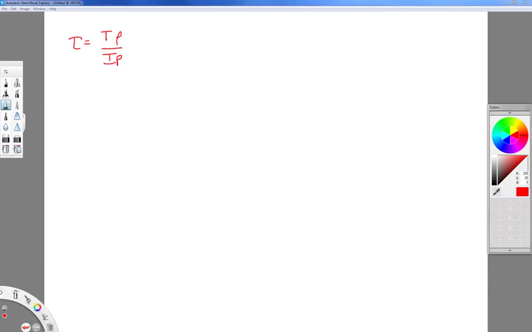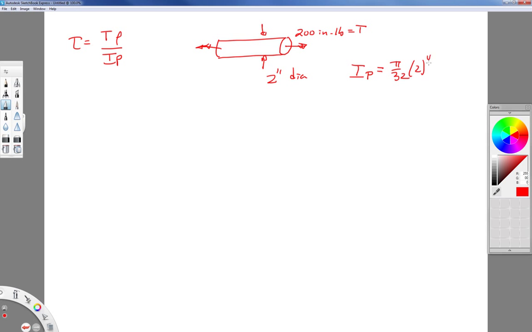Okay, so it's pretty straightforward. If you have a bar, you do your statics or whatever it takes to determine your torque that's on the bar. Here I am using my double-headed arrow notation. And let's make up some numbers. Say this is 200 inch-pounds for our torque. And let's use a 2-inch diameter bar. If it's a solid bar, my polar moment of inertia would be pi over 32, 2 to the 4th power.